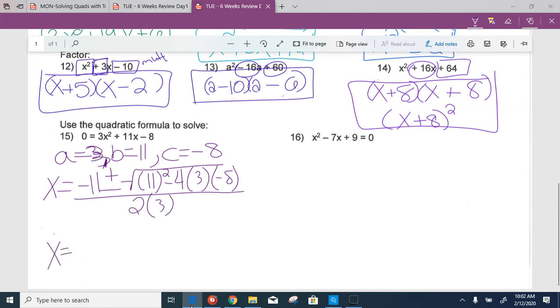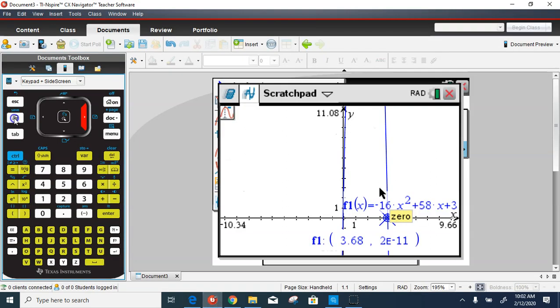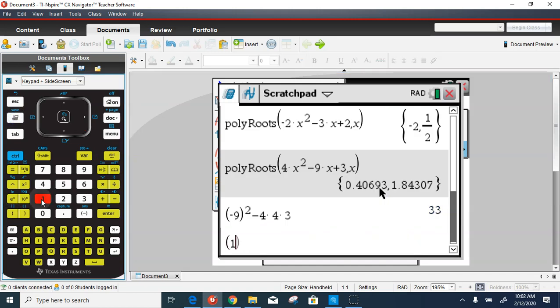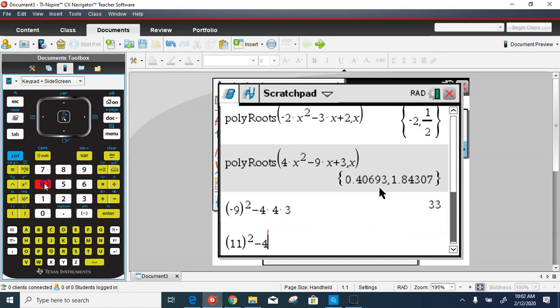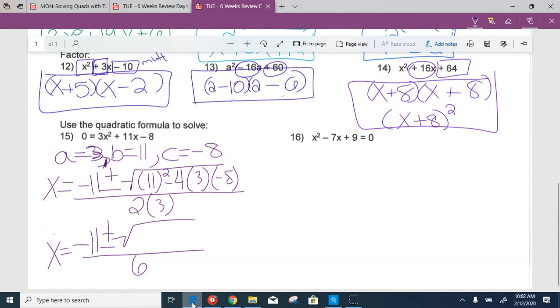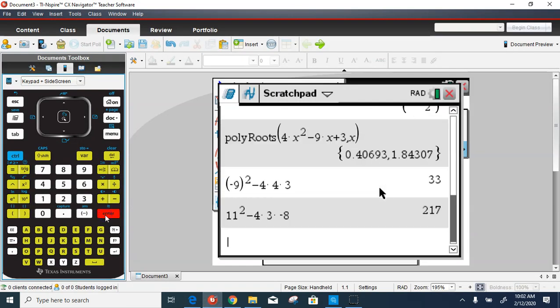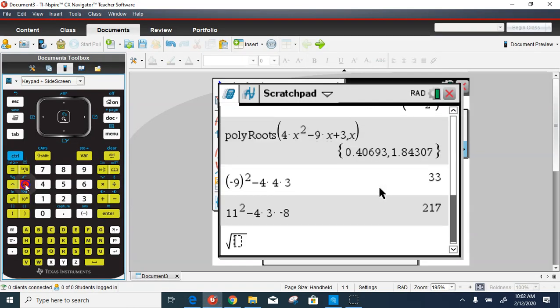When you get these problems on the test, just go ahead and the square root will determine how far we can actually go. 2 times 3 on the bottom is 6. So let's determine this square root. 11 squared minus 4 times 3 times negative 8. So back to my calculation side. 11 squared minus 4 times 3 times, was it negative 8, I believe? Yes, it was 4, 3, negative 8. Enter. 217.